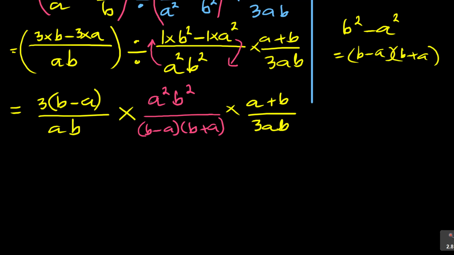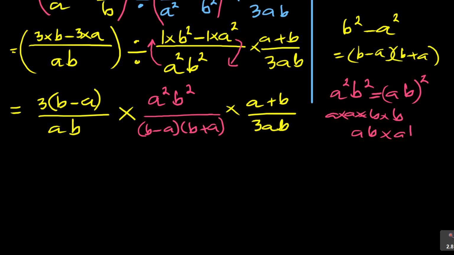Oh, there it is. See, a squared, b squared. Do you know what this a squared, b squared means? A squared, b squared is the same as saying ab, you put squared. I see what's happening, because it's a times b times b. That's what it means. So I can have ab times ab. See, twice of that. So that's what is happening.